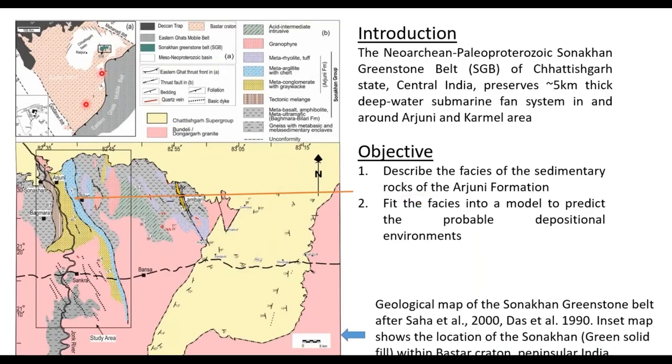Sonakhan Greenstone Belt is one of the important greenstone belts occurring in the Bastar Craton of peninsular India. It is Neoarchean to Paleoproterozoic in age, and it consists of a mafic and volcanic counterpart and a sedimentary counterpart. My point of focus is on the sedimentary counterpart. My main objectives are to describe the facies of the Arjuni Formation and fit the facies into a model to predict the probable depositional environment for these sediments.